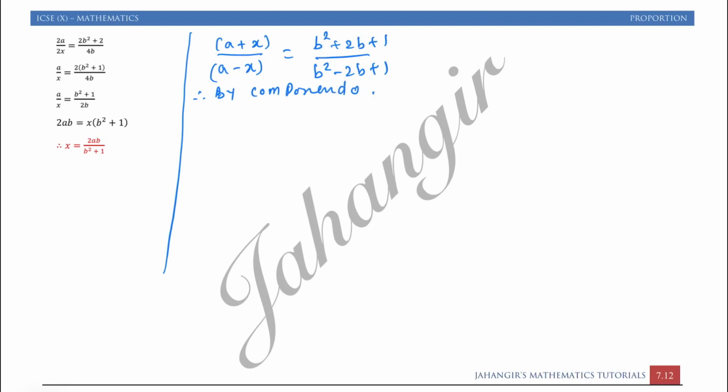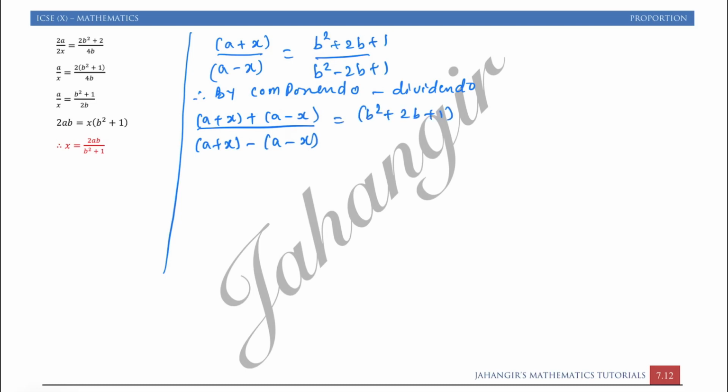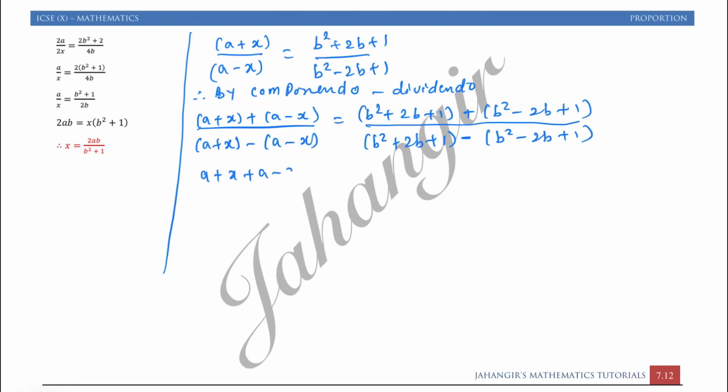By componendo and dividendo. So we can take a plus x plus a minus x whole upon a plus x minus a minus x is equal to b square plus 2b plus 1 plus b square minus 2b plus 1 whole upon b square plus 2b plus 1. Here we will write minus b square minus 2b plus 1. Now let's open bracket. A plus x plus a minus x.